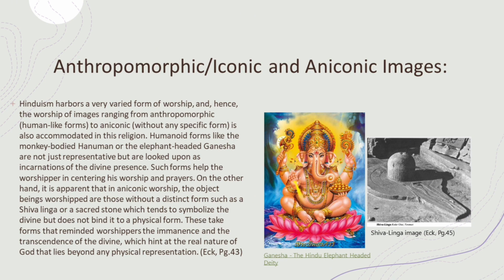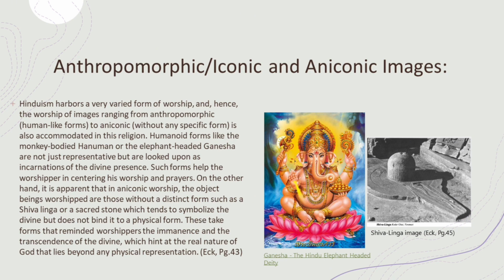Hinduism harbors a very varied form of worship, and hence the worship of images ranging from anthropomorphic, human-like forms to aniconic, without any specific form, is also accommodated in this religion. Humanoid forms like the monkey-bodied Hanuman or the elephant-headed Ganesha are not just representative, but are looked upon as incarnations of the divine presence. Such forms help the worshipper in centering his worship and prayers.